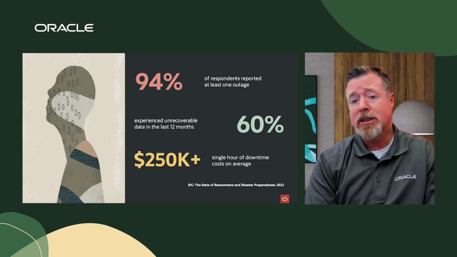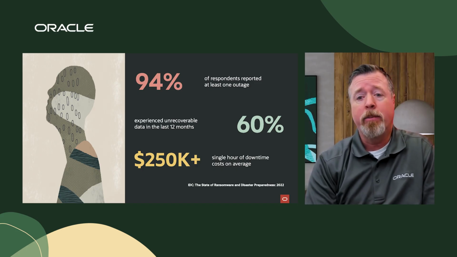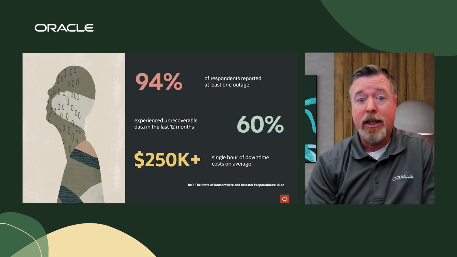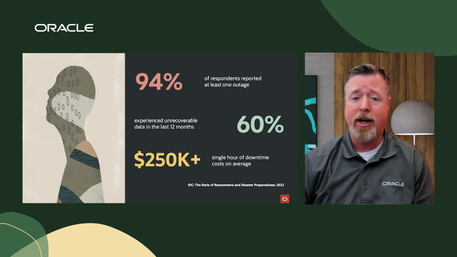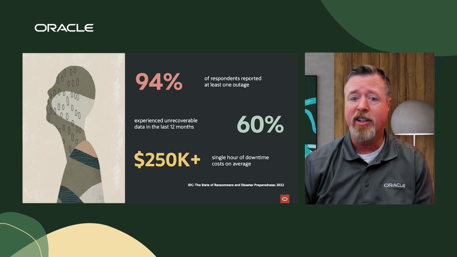In this example, you can see 94% of respondents have reported at least one outage in the last 12 months. And for 60% of those, it involved unrecoverable data. And the cost is fairly high at 250K plus for just a single hour of downtime. This is mostly focused on unexpected outages.